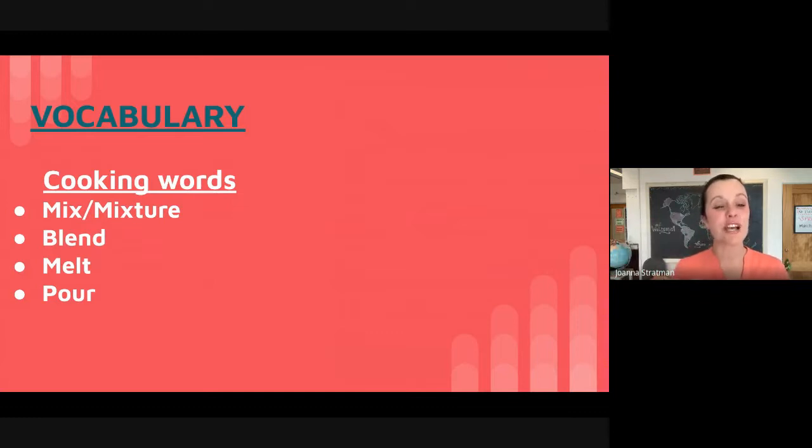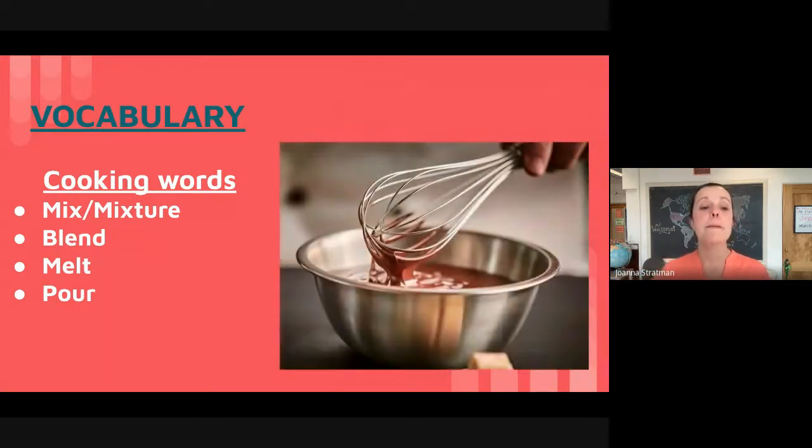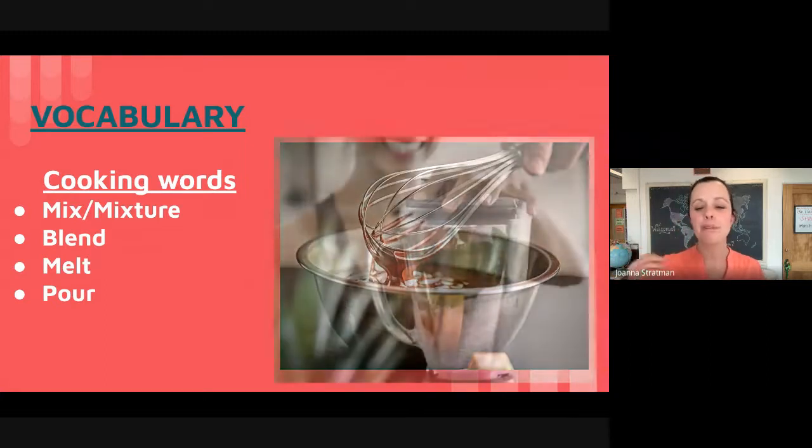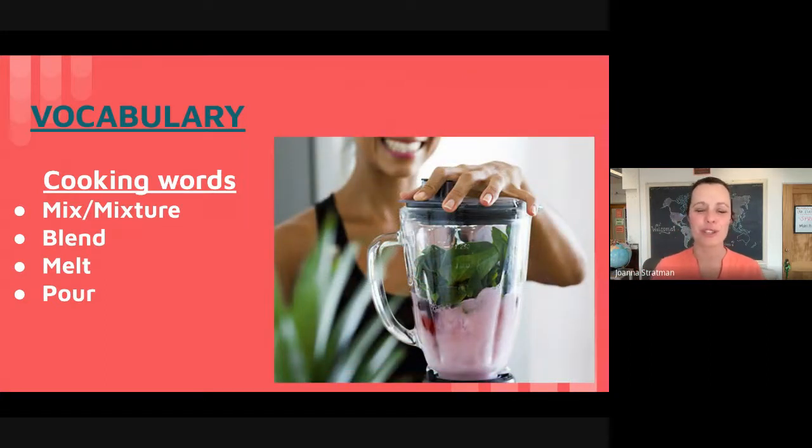Next, here are some important cooking words you may see in a recipe. First, the words mix or mixture. Mix is the verb, mixture is the noun after you mix all the ingredients together. So mix and mixture. Blend is very similar to mix. You are combining all the ingredients together.